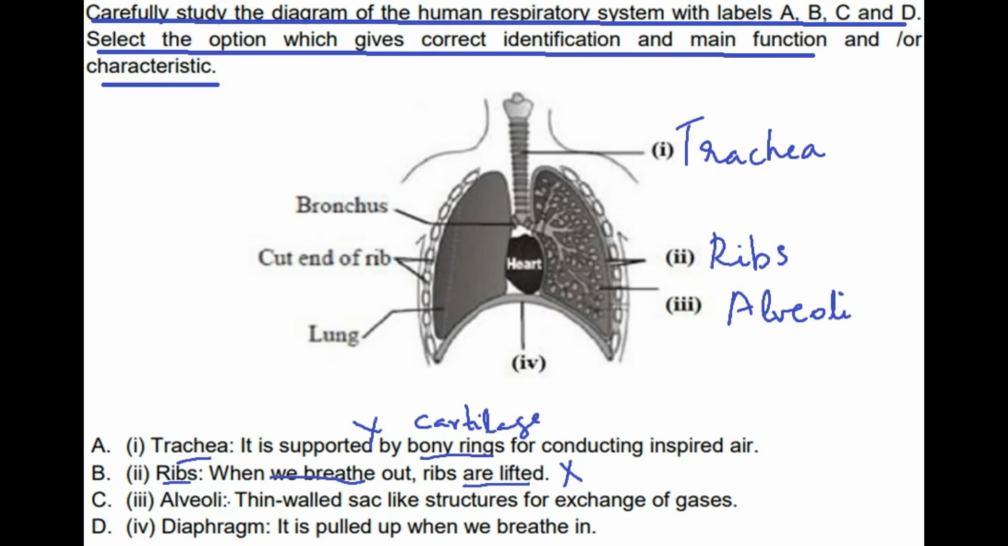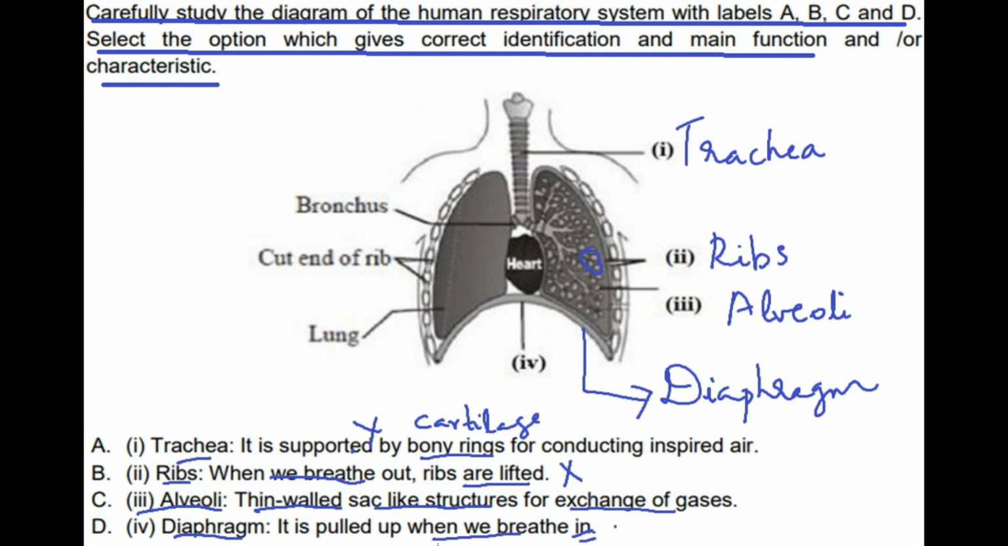So that's also wrong. Next is option C, it's about alveoli. Alveoli are thin-walled sac-like structures for exchange of gases. That is correct. See, here there are alveoli. So alveoli is correct. We'll see option D also, what they have written: diaphragm. This muscle below the lungs is called the diaphragm. Diaphragm is pulled up when we breathe in. That is wrong. Actually, it should be when we breathe out. So all the answers are wrong except option C, alveoli. Option C is the correct answer.